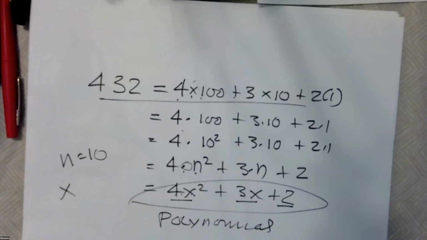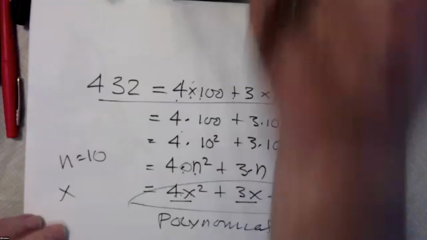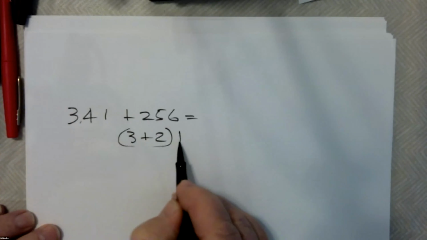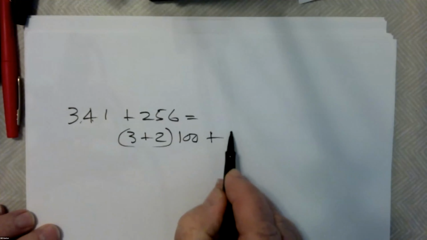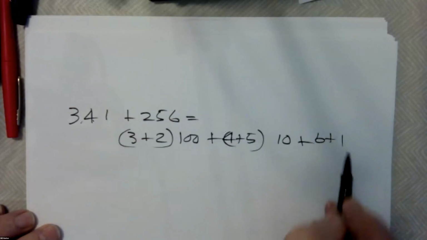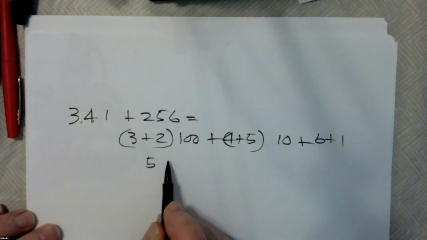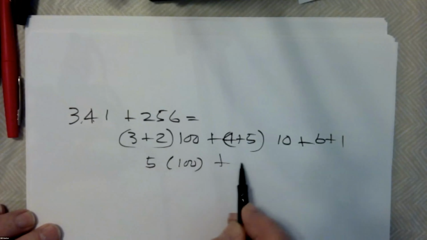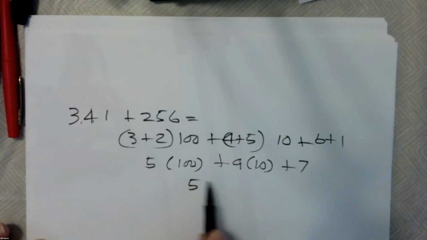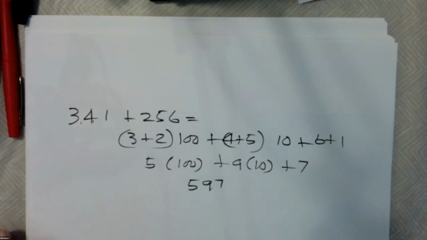All right, now I can't make math any more difficult, but with little kids, if the kids understand place value and we have a problem like 341 plus 256, what we have the kids do is they say we have 3 plus 2 hundreds. We have 4 plus 5 tens. And then we have 6 plus 1 ones, which turns out to be 5 hundreds plus 9 tens plus 7. And if we add that together, that becomes 597.